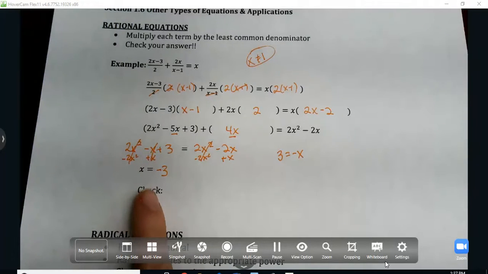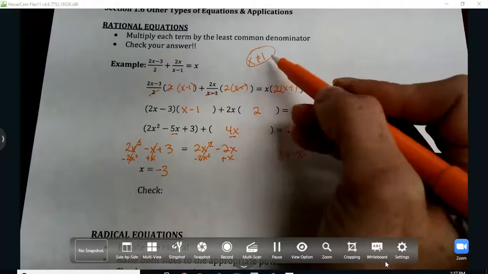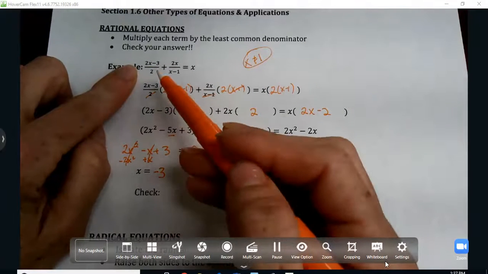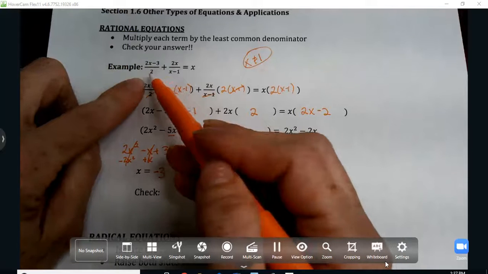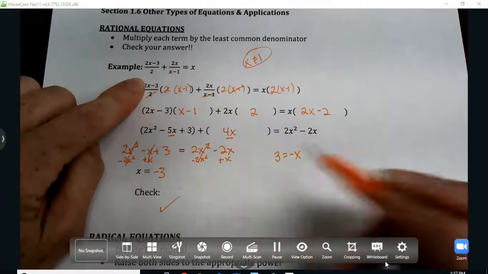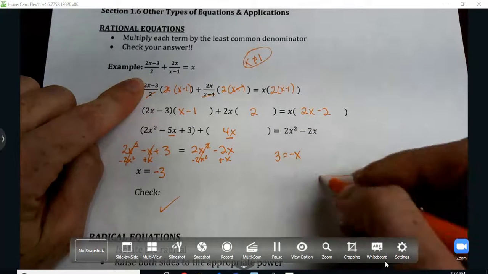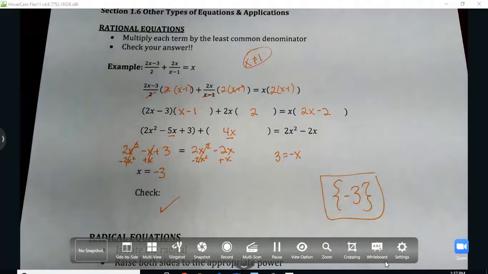Is that answer okay? Yeah. As far as checking, you should be paying attention on all of these. You can always grab a calculator, plug it in. The big thing here is that the denominator doesn't equal 0. So it doesn't, so negative 3 is my only answer. Alright, that was the first type of problem we did in this section.